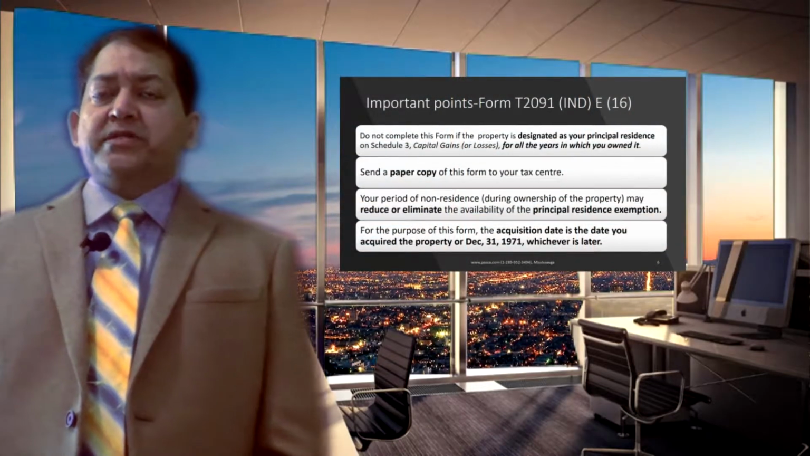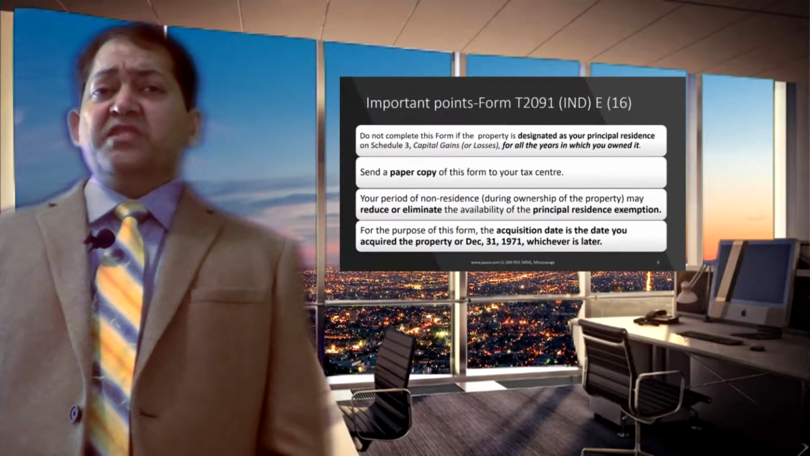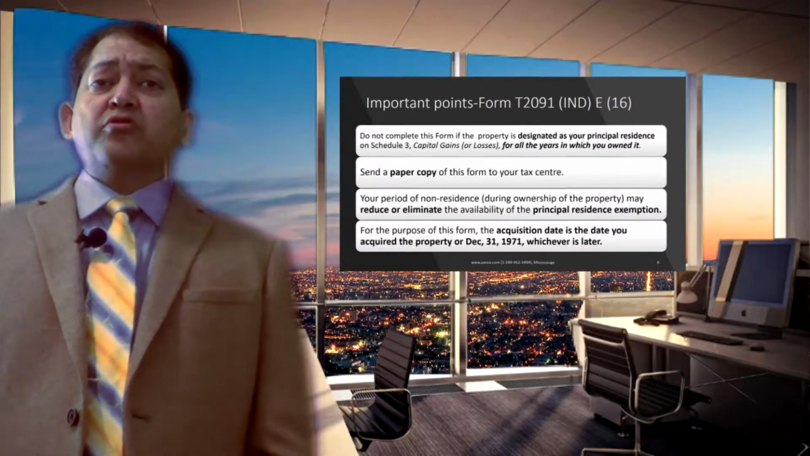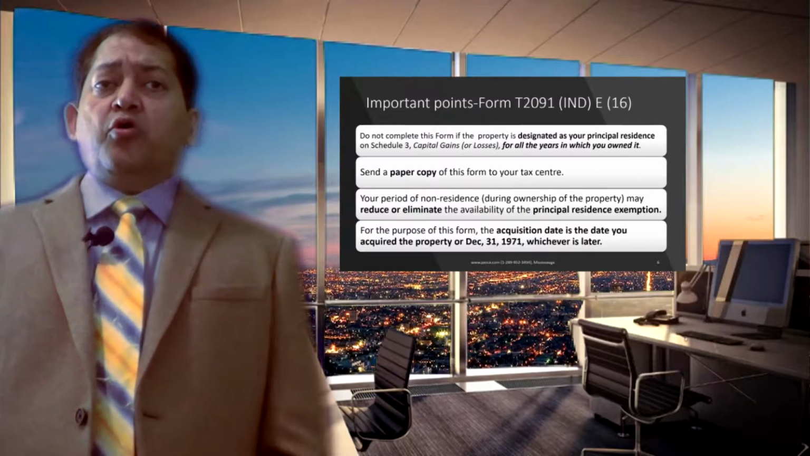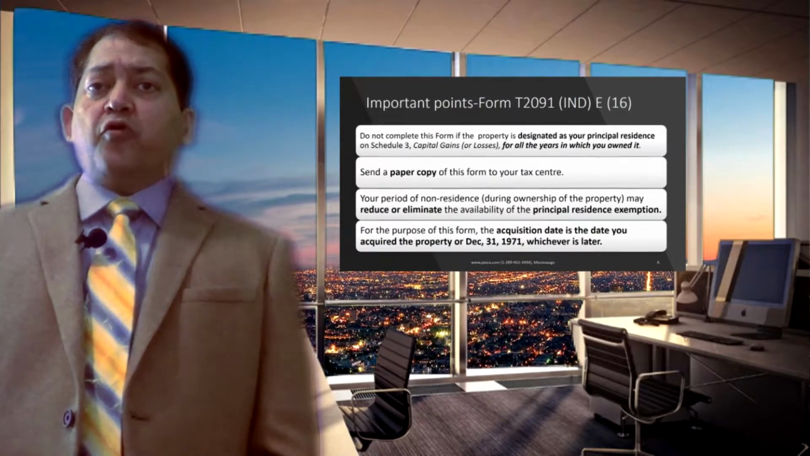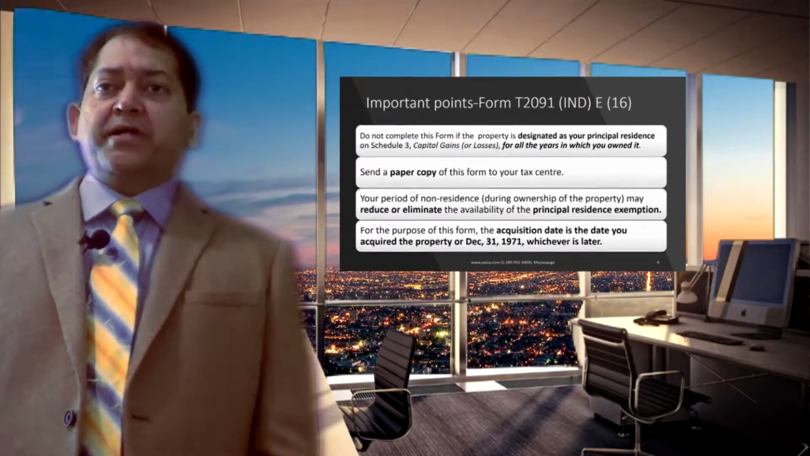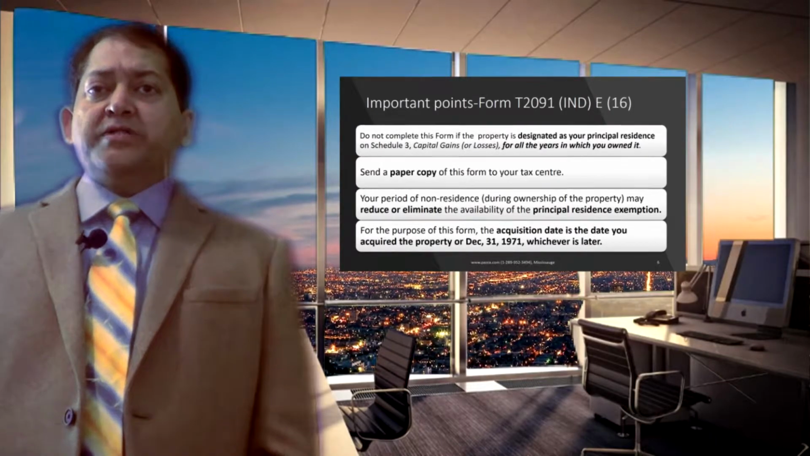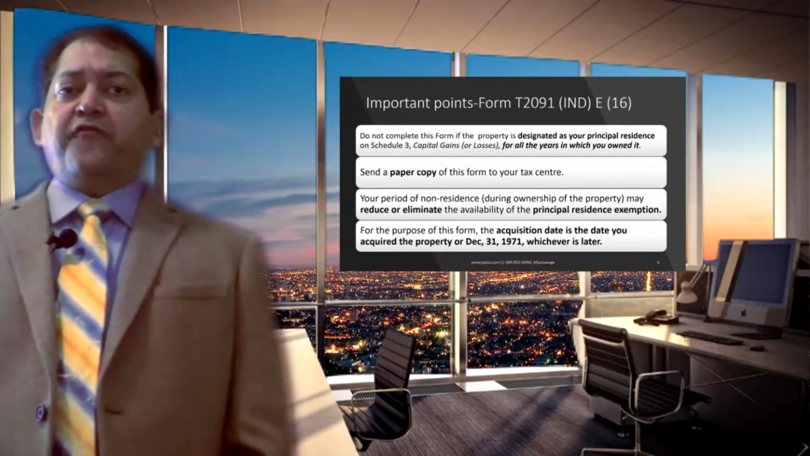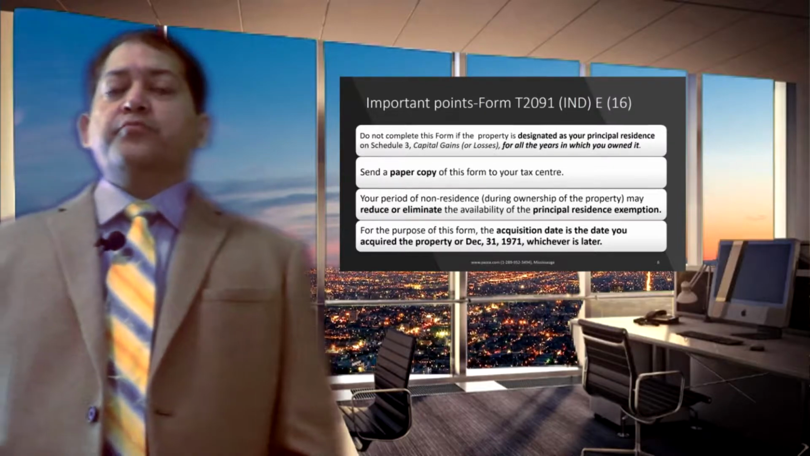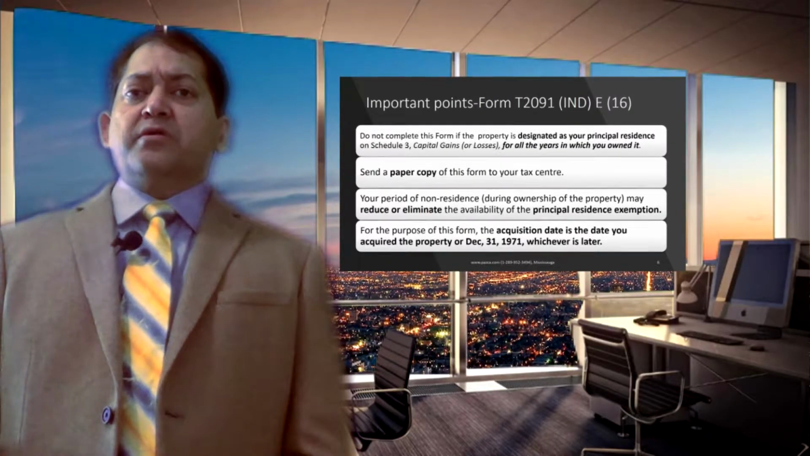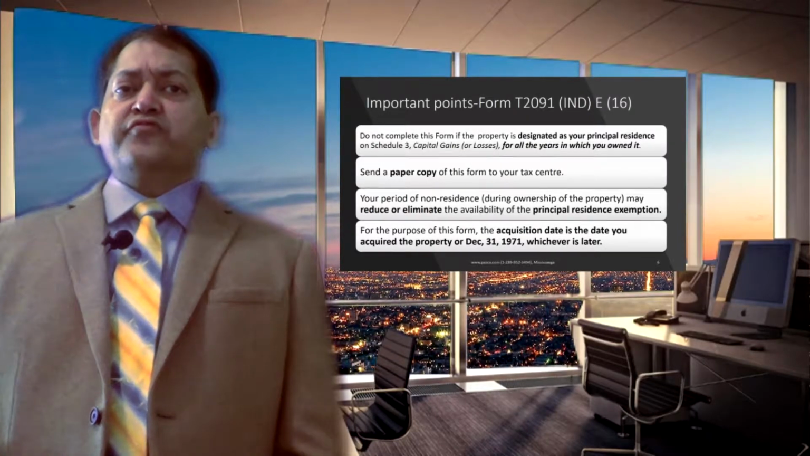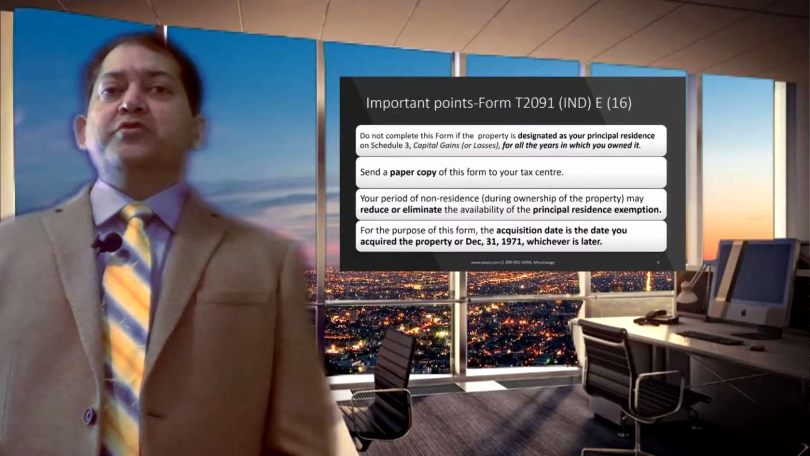Now, important points about this form. The first point that you need to keep in mind is that do not complete this form if the property is designated as your principal residence on Schedule 3 for all the years in which you owned it. This point I explained earlier also. Then once you have completed the form, you need to send a paper copy of this form to your tax center. You may be filing your return online, but still you have to send a paper copy. This is an important point that you need to keep in mind.